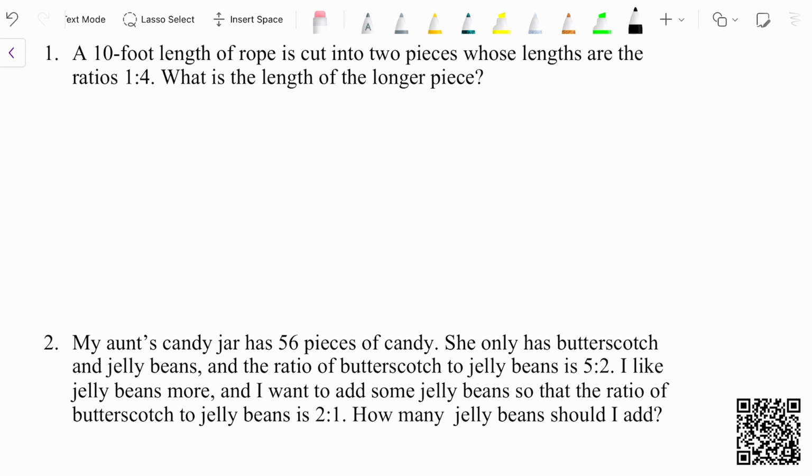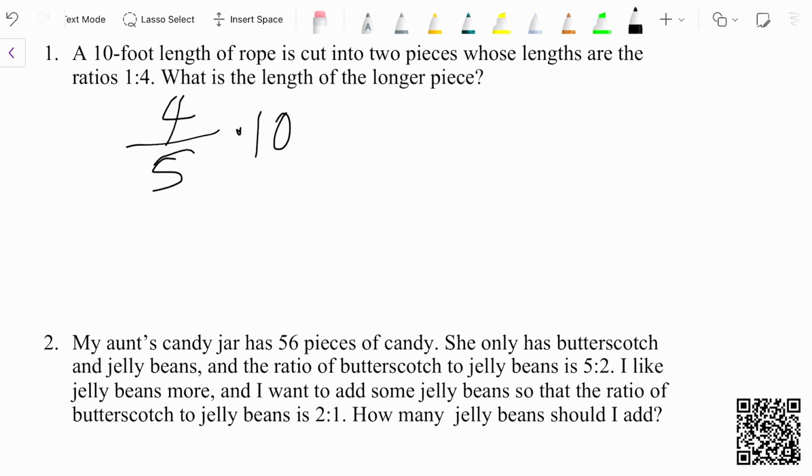So today's first question is, a 10-foot length of rope is cut into two pieces whose lengths are in the ratio 1 to 4. What is the length of the longer piece? So you can think of these as parts. Since this is one part, and this is 4 parts, in total there are 5 parts. So the longer piece, since it's 4 parts of those 5 parts, is 4/5 of the total length. And since the shorter piece is 1 part of 5 parts, it would be 1/5 of the total length.